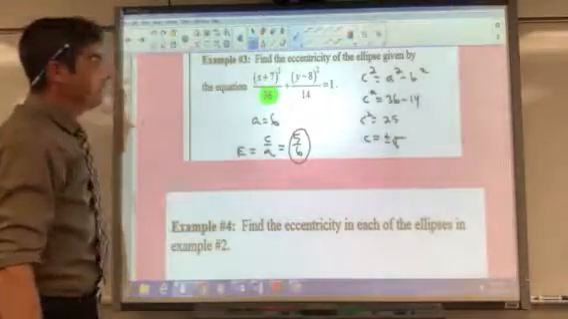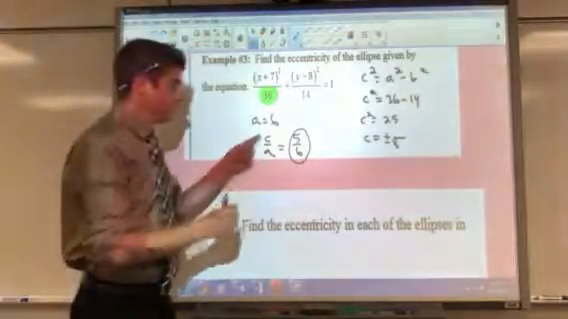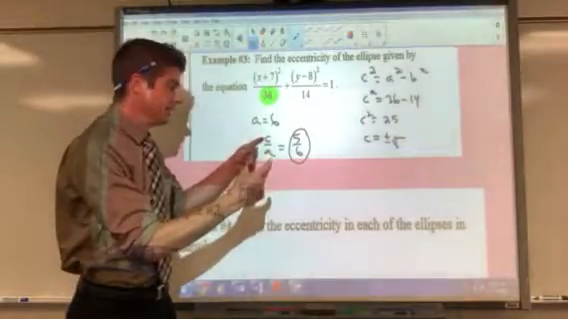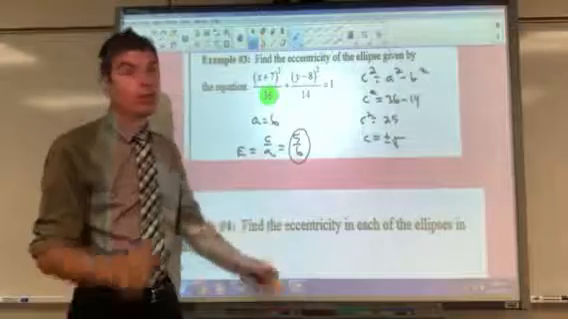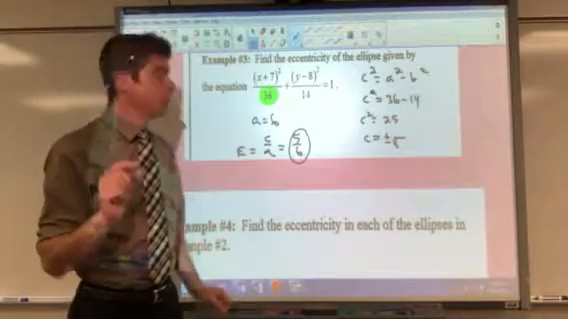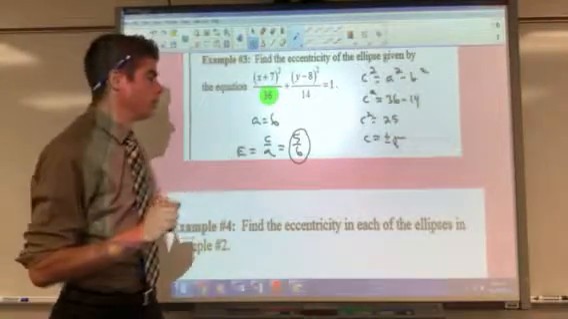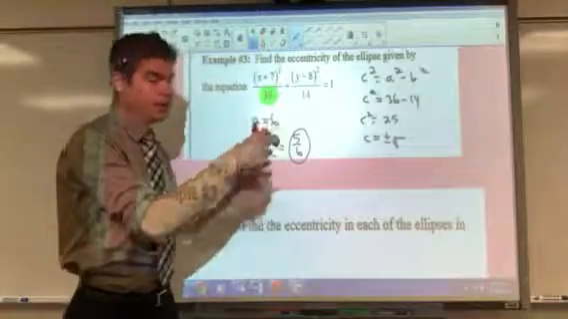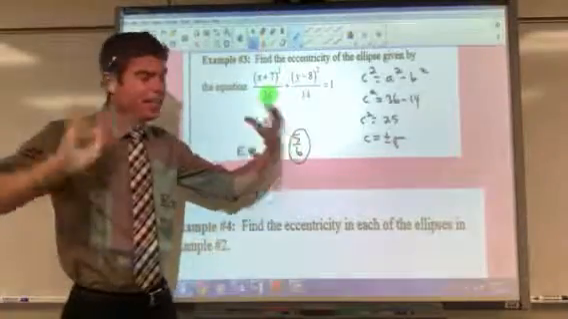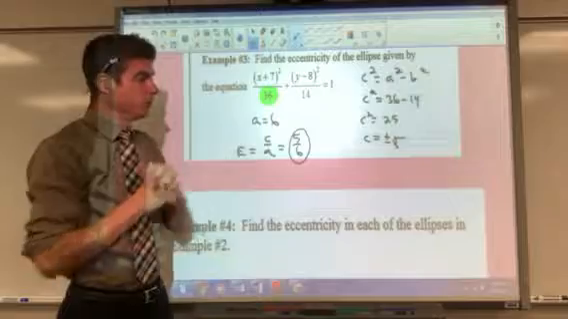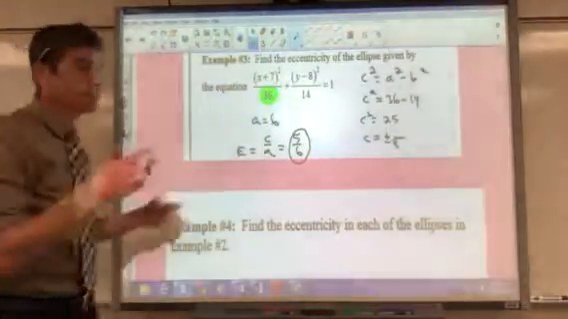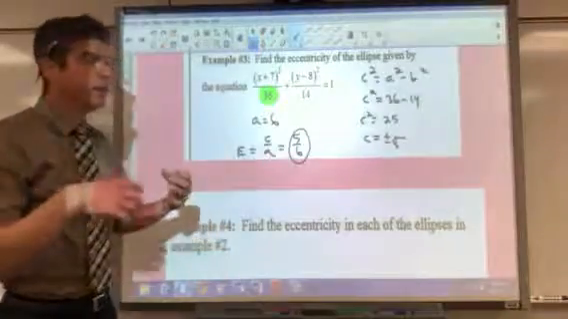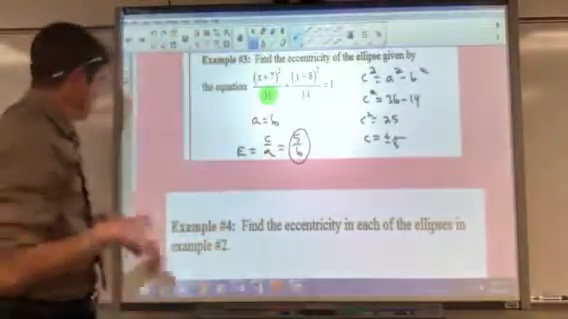Okay? Now, since your focal length is always going to be inside the ellipse, which means it's going to be less than your A value, your ratio for an ellipse should always be less than 1. But the closer it is to 1, the more stretched it's going to be. And again, the closer it is to 0, the more circular it's going to be. And it's kind of just like a descriptor. It helps you describe the curvature of that ellipse.